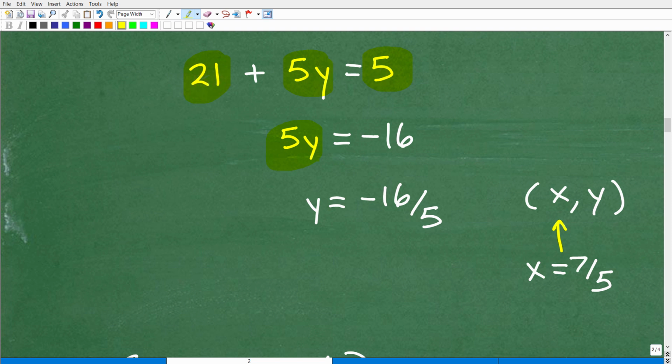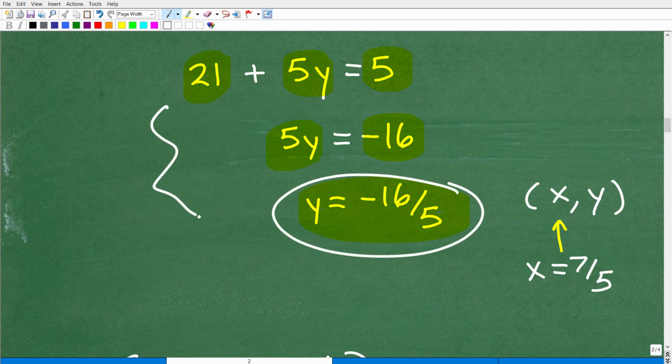So I'll subtract 21 from both sides of the equation. I'm going to get negative 16 over here. So 5y is equal to negative 16. Y is equal to negative 16 over 5. If you're having any issues with this basic equation solving stuff, go back and review what you need to review. Okay, so here is y. Y is equal to negative 16 over 5.